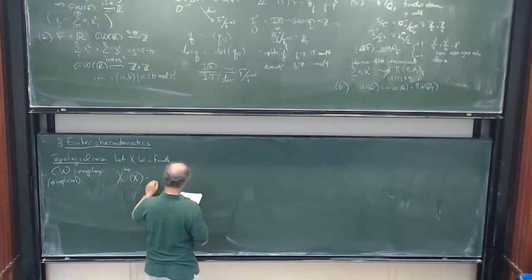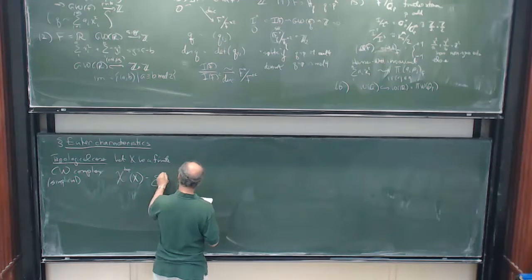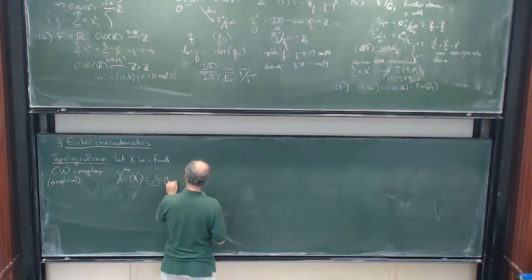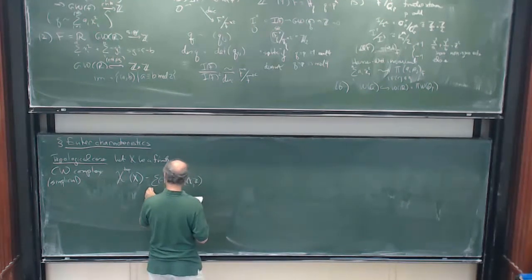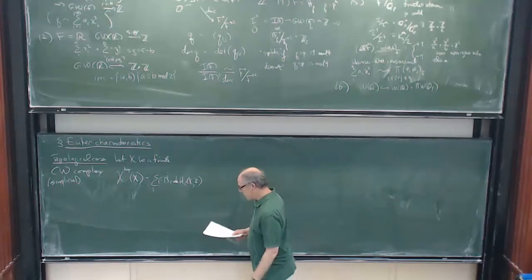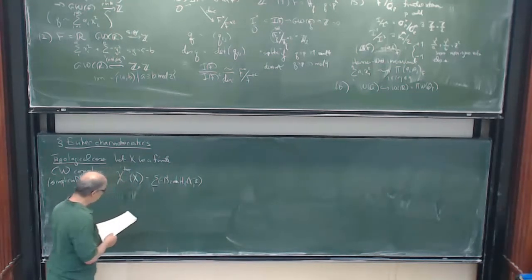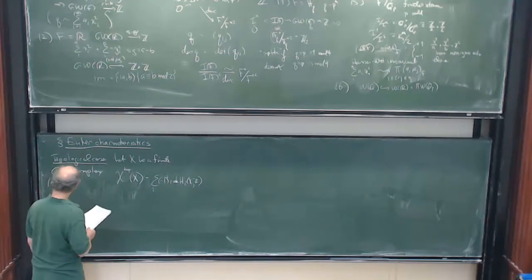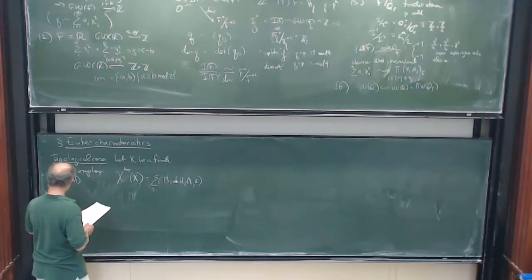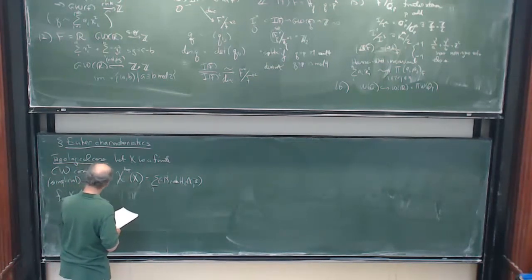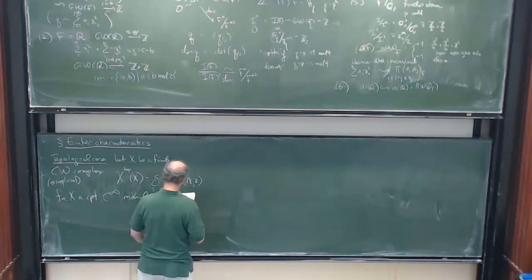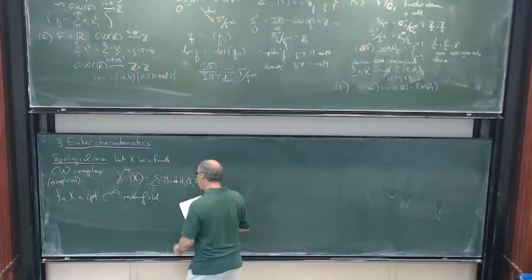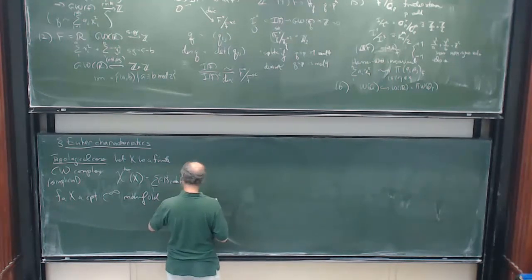There are various definitions. Let's just take the sum of the ranks of the integral homology. It's a finite sum because of the finiteness of the complex, and the ranks are all finite for the same reason. Okay, so that's one way. Now, if X happens to be a compact manifold, we can get at this through other characteristic classes, namely through the Euler class of the tangent bundle.